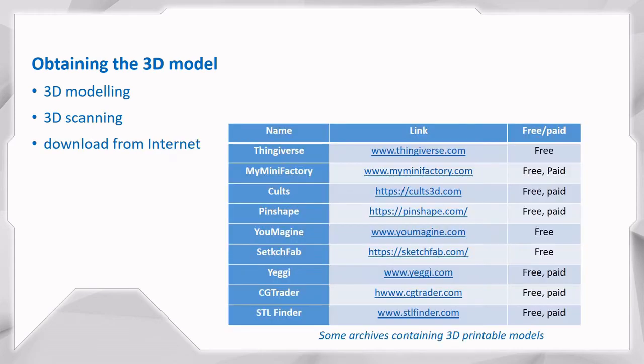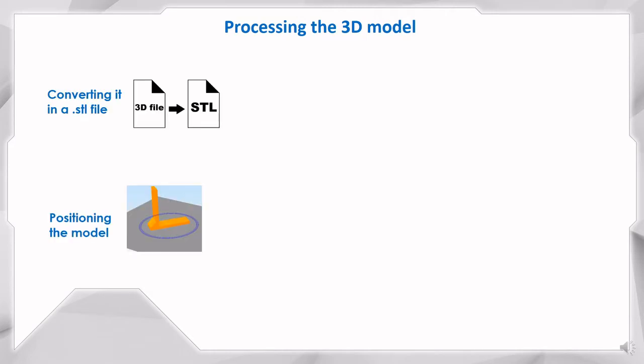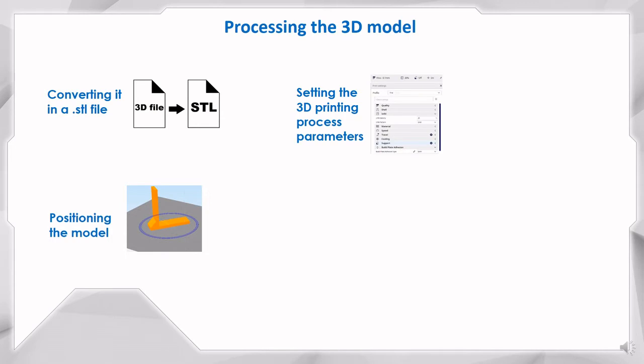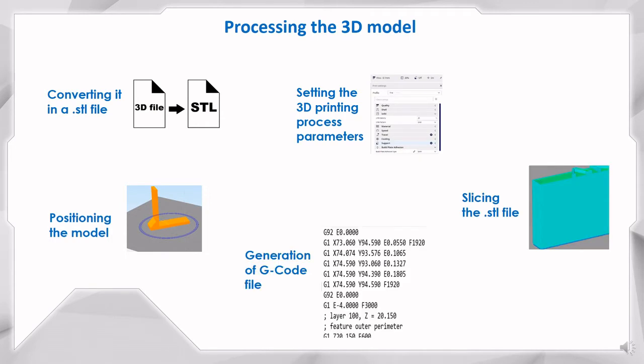A 3D model can be obtained by 3D modeling it using suitable software, by 3D scanning an existing object, or by downloading it from an online repository. The 3D model may need conversion into STL and positioning on the printing bed. After parameters setting and slicing, the G-code file is generated.